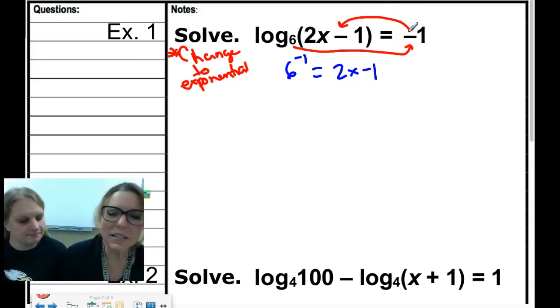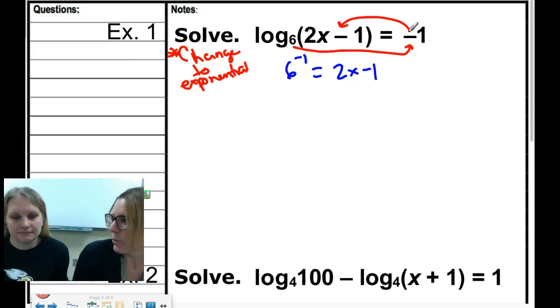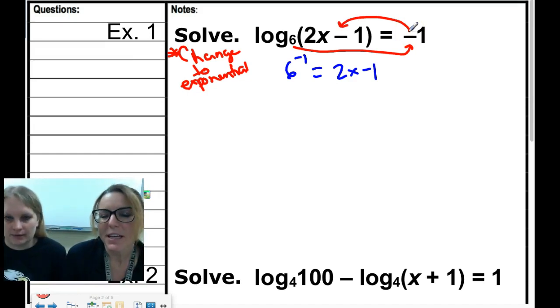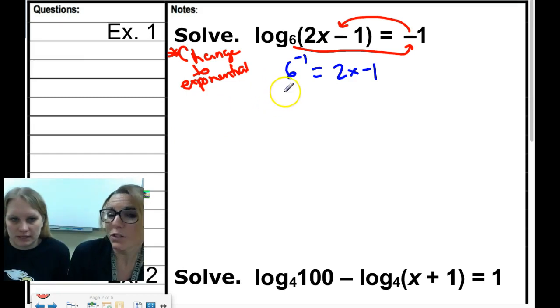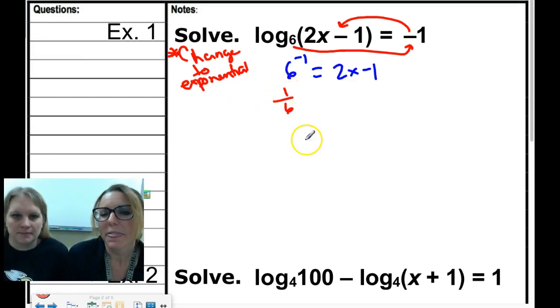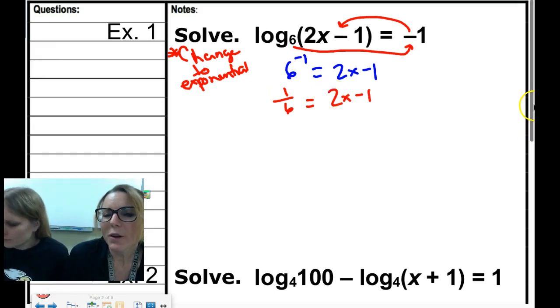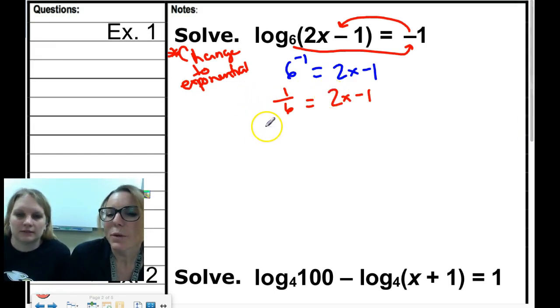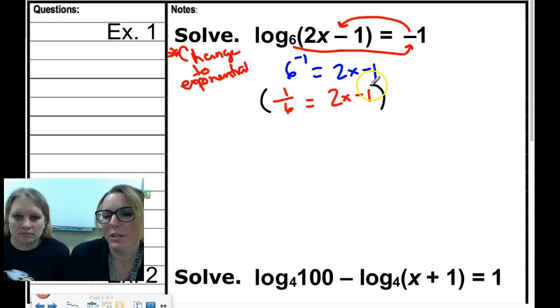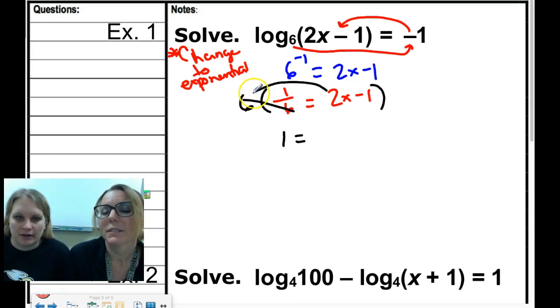Well, 6 to the -1, let's change that right away. I don't like negative exponents. That's the same thing as 1 over 6, because it's the reciprocal. That's equal to 2x minus 1. I don't like dealing with fractions either, so we can multiply the whole thing by 6. I'd put a big parenthesis around both sides and put a 6 on the outside. When we do that, on the left side, you get 1, and on the right side, we get 12x minus 6.